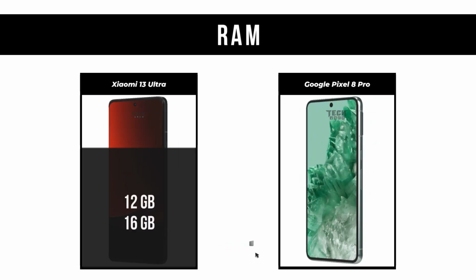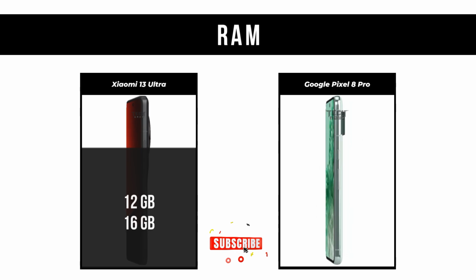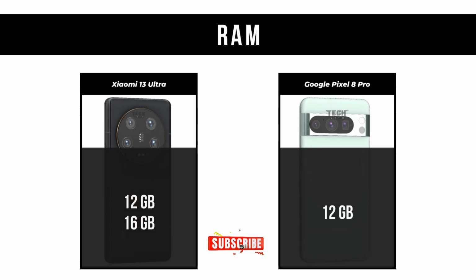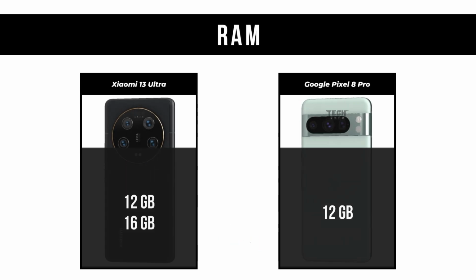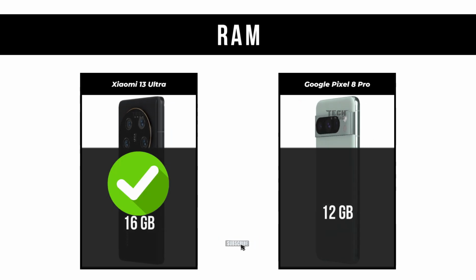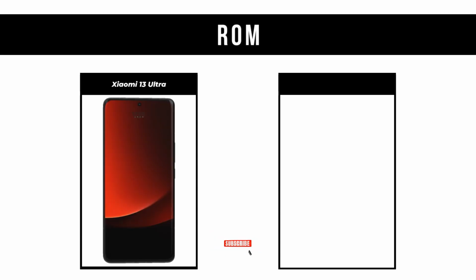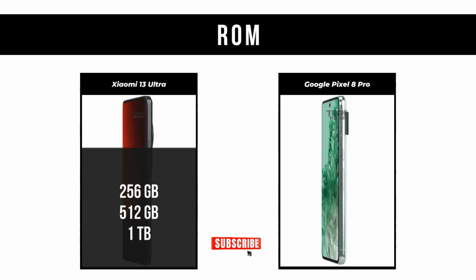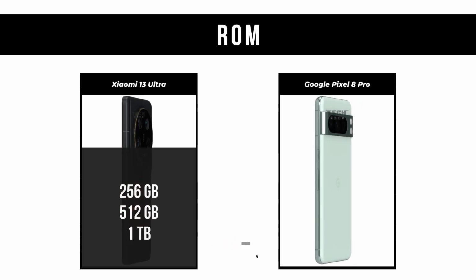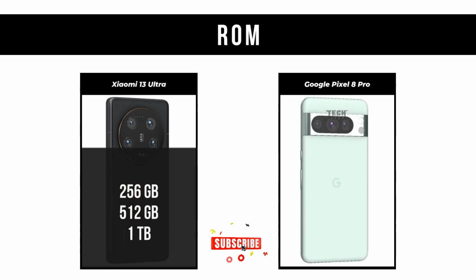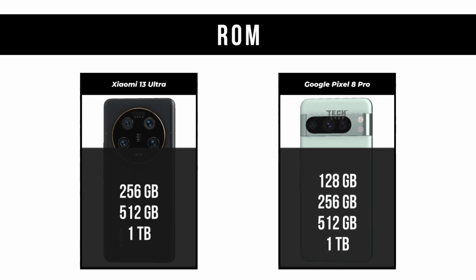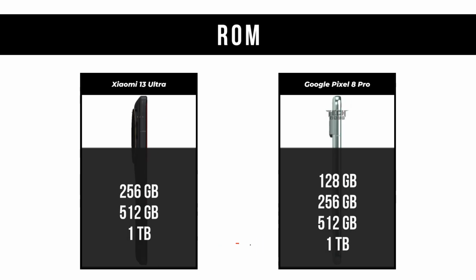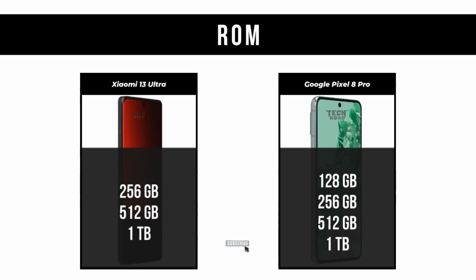RAM. Xiaomi 13 Ultra is 12 GB and 16 GB. Google Pixel 8 Pro is 12 GB. ROM. Xiaomi 13 Ultra is 256 GB, 512 GB, and 1 TB. Google Pixel 8 Pro is 128 GB, 256 GB, 512 GB, and 1 TB.